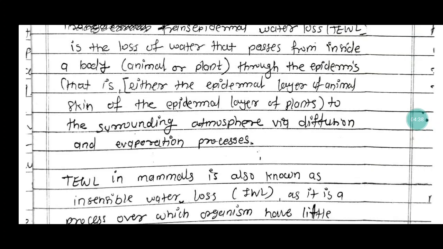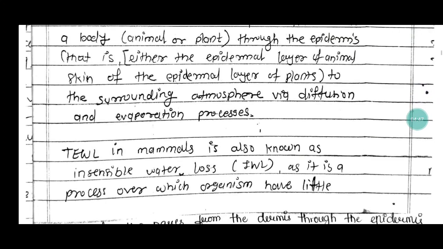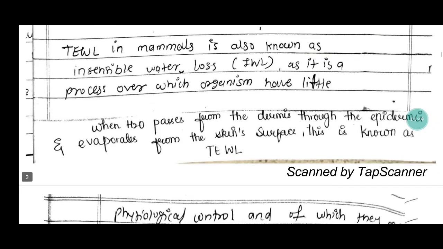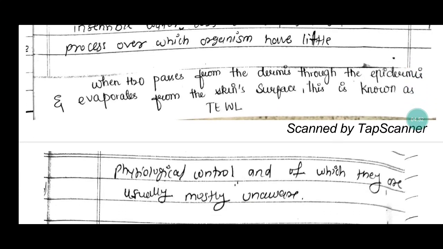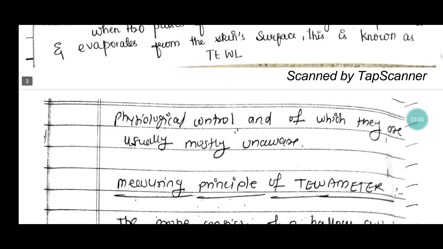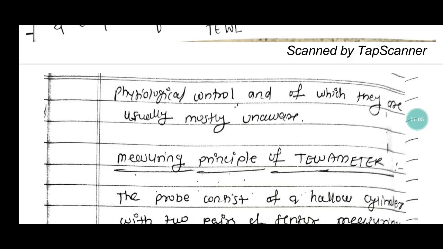Transepidermal water loss in mammals is also known as insensible water loss, IWL, as it is a process over which the organisms have little control. When water passes from the dermis through the epidermis and evaporates from the skin surface, it is known as transepidermal water loss, the physiological control of which people are usually mostly unaware.